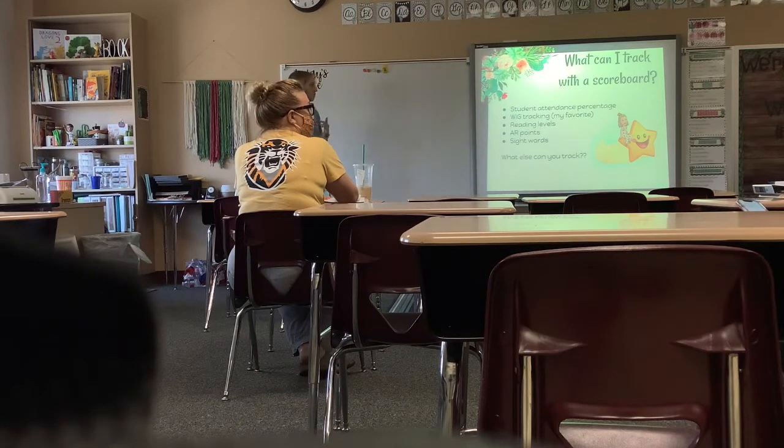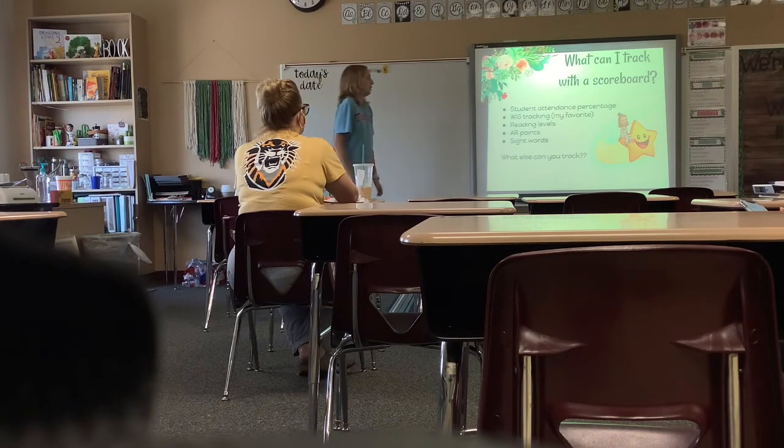Some of the things that we do is we track student attendance percentages. So we see how many kids are in our class, and if everybody's here, it's 100%. If one person's missing, it might be 97%. And we track that, and we get to write that on a scoreboard. Wig tracking, that's my favorite.